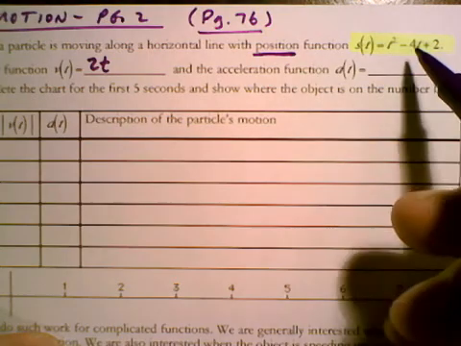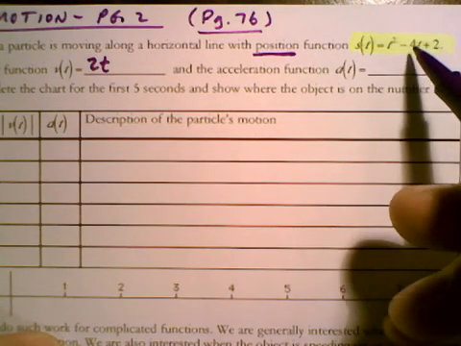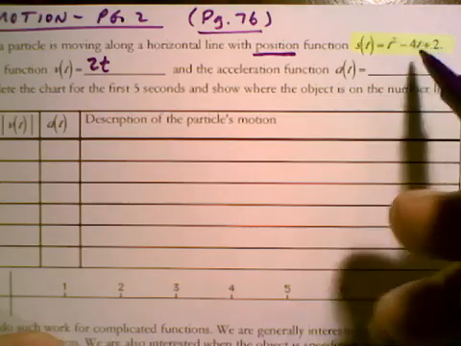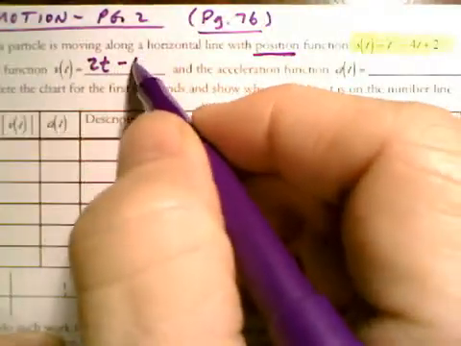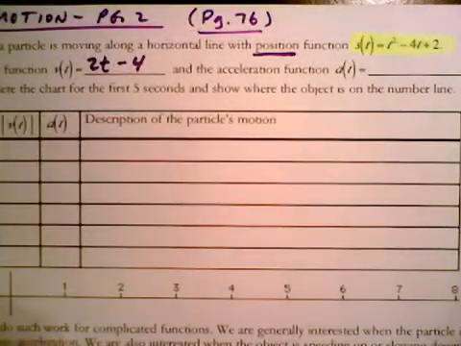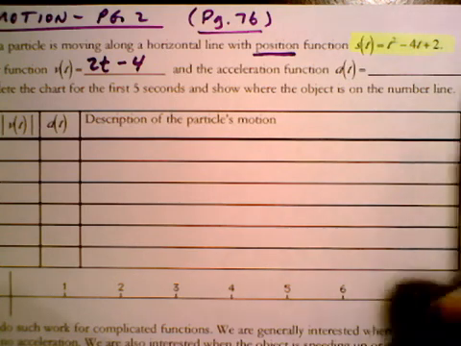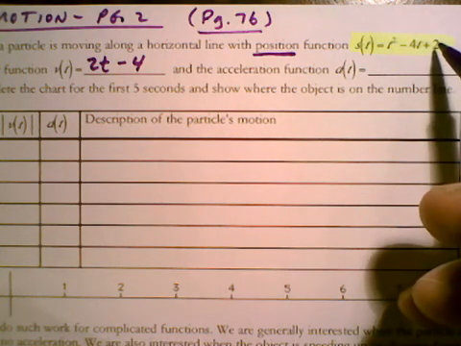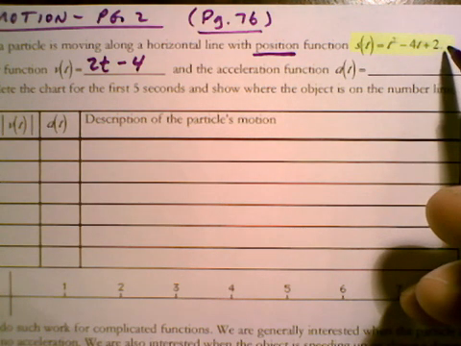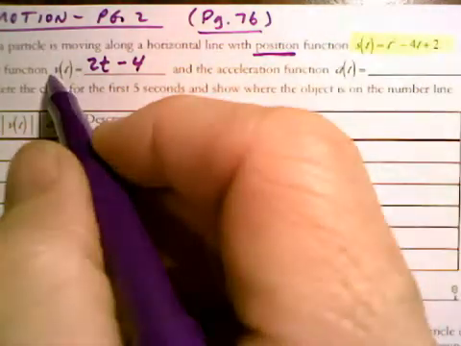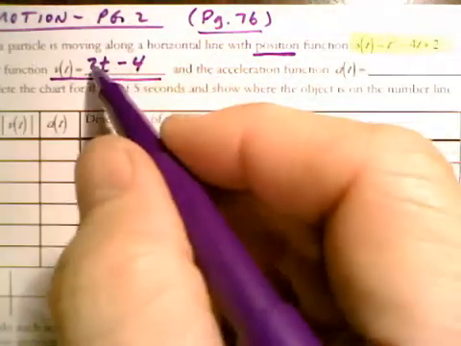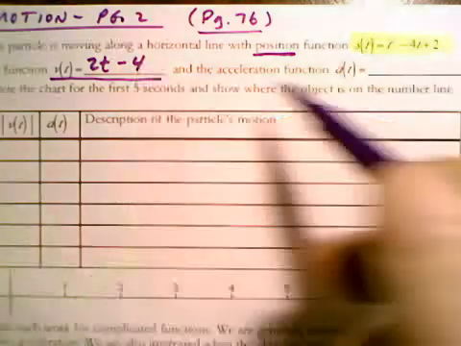Okay, and then we take the derivative of the next term. The derivative of negative 4x would be negative 4, so the derivative of negative 4t would be negative 4. And then the derivative of 2 is always 0. The derivative of any constant is 0. And so we have the velocity function is equal to 2 times t minus 4.